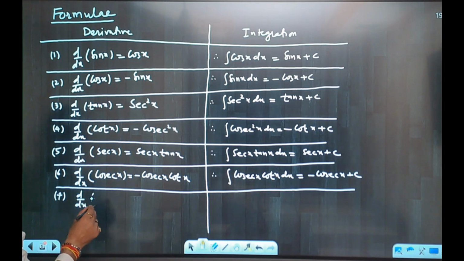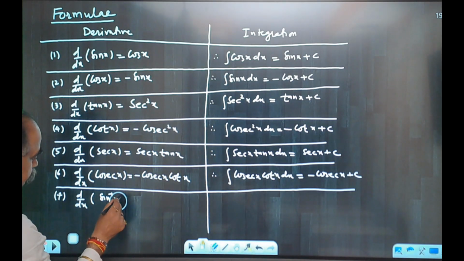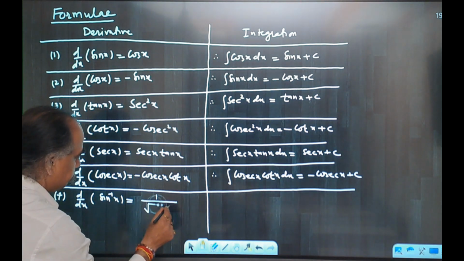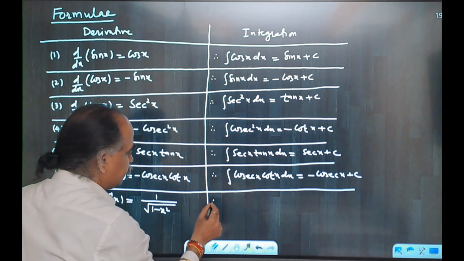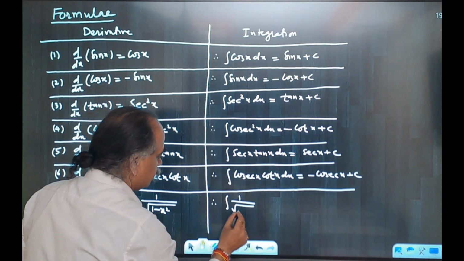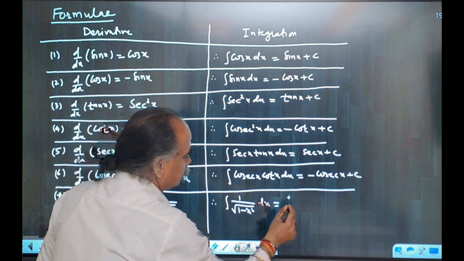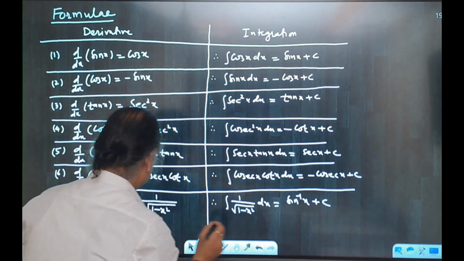Derivative of sin inverse x is 1 upon root 1 minus x square. Therefore, integral of 1 upon root 1 minus x square dx is what? Sin inverse x plus c.